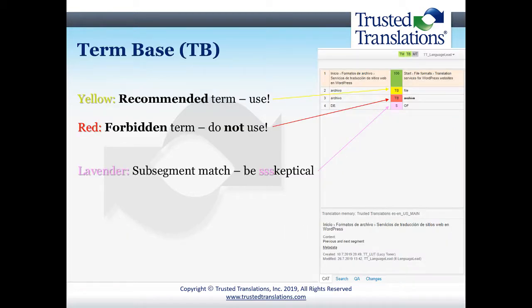The yellow you see is an entry from the term base, or TB, which contains suggested translations for specific bits of vocabulary. The red is a forbidden term, which tells you how not to translate something. The purple is called a subsection match. It's like a term-based entry, except it's automatically generated by the TM. They're generally less reliable than TB entries. You can also add the fruits of your own research to a term base, but I'll explain that in another video. And you can also find a term by using the search function down at the bottom right.